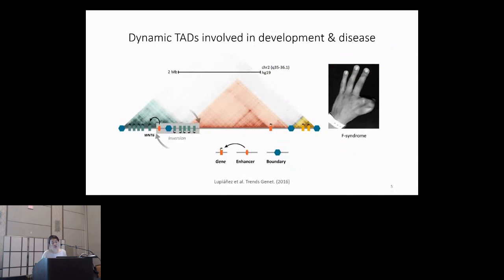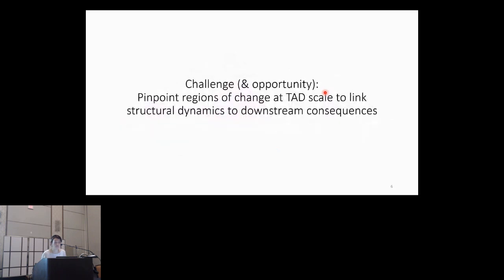We're in particular interested in identifying shifting TAD boundaries or dynamic TAD boundaries because of their role in development and in disease. Here, just as an example, we see an inversion around the TAD boundary, which causes it to shift, which in turn creates a deviation in this enhancer-driven gene regulation of the WNT6 gene, leading to a developmental disease, in this case, F syndrome syndactyly. So a key challenge in regulatory genomics is to pinpoint such regions that are involved in these TAD scale changes so we can ultimately link them to downstream consequences.